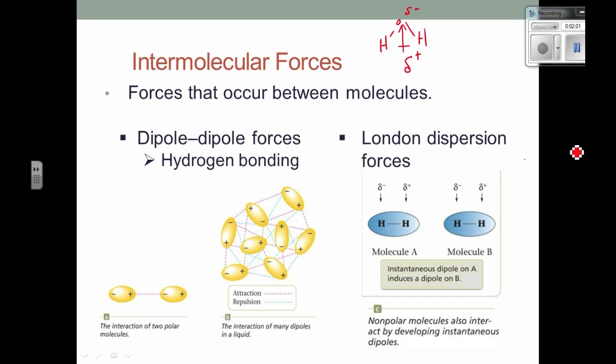So if we look in the bottom left now, these are two interactions. We have the partial positive side interacting with the partial negative side. Those would be dipole-dipole forces. Hydrogen bond is when we have hydrogen interacting with the oxygen. That's like water. Now the next one, London dispersion.